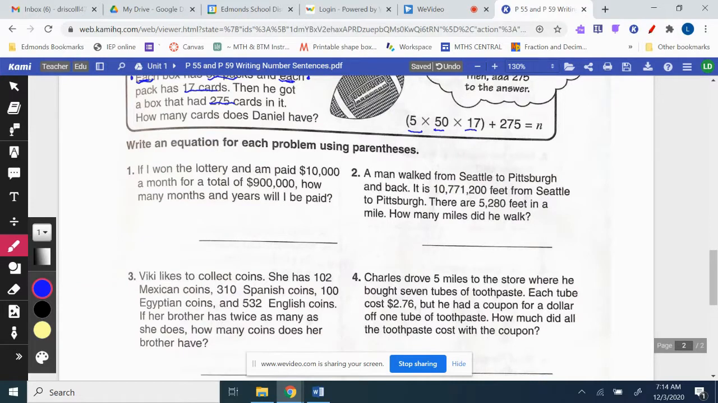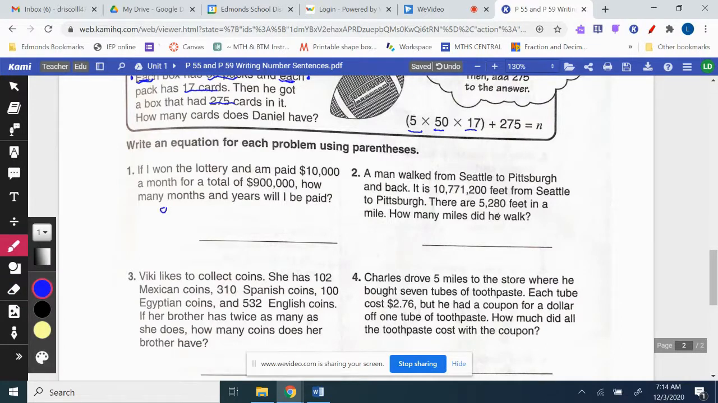If I won the lottery, woohoo, and I'm paid $10,000 a month, that's each month, for a total of 900,000, how many months and years will I be paid? So first I'm going to go and figure out 10,000. And I'm going to divide, sorry, I should have written this a little bit different. I'm going to divide 900,000 by 10,000 to figure out how many months.